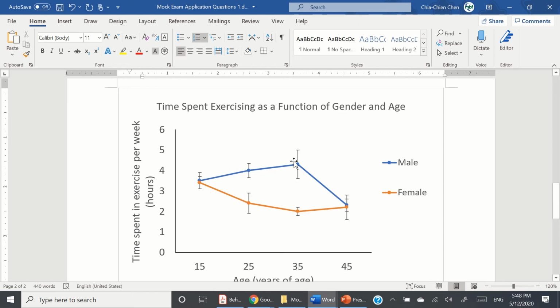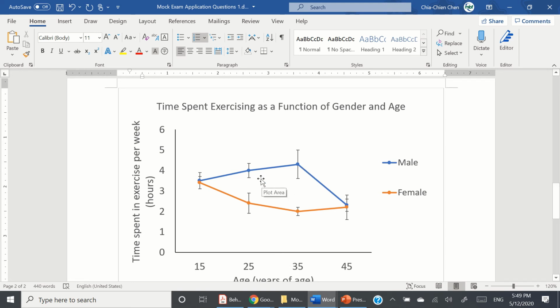What about 15 versus 35? No significant difference, because the error bars still overlap a lot. What about 15 versus 45? Now we're seeing that the error bars do not overlap that much. Therefore, for 15 versus 45, there is a significant difference, in which 15 years of age males spend more time exercising than 45 years old males.